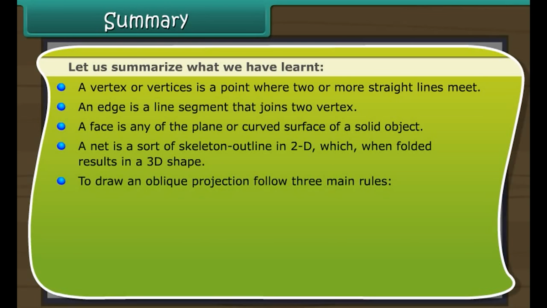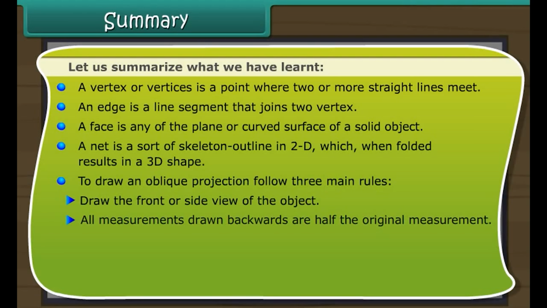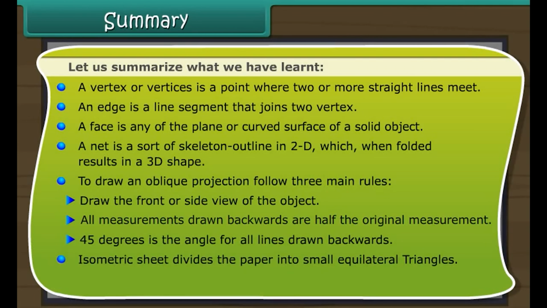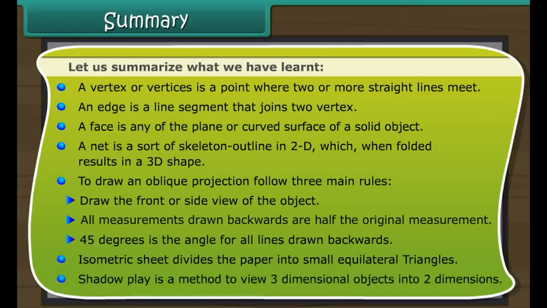To draw an oblique projection, follow three main rules. 1. Draw the front or side view of the object. 2. All measurements drawn backwards are half the original measurement. 3. 45 degrees is the angle for all lines drawn backwards. Isometric sheet divides the paper into small equilateral triangles. Shadow play is a method to view three-dimensional objects in two dimensions.